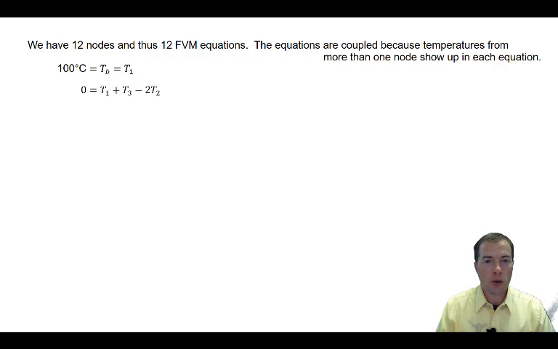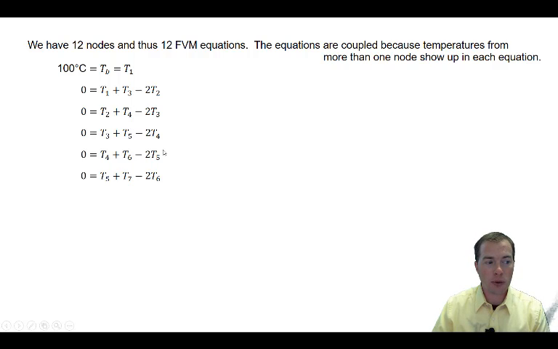In the second node, we apply the interior node governing equation. The temperature of the second node depends on both the temperature of the first node, which is known, and the temperature of the third node, which is an unknown. In volume 3, or node 3, the temperature of the third node depends on the temperature of node 2 and of node 4. The temperature of node 4 depends on the temperature of node 3 and node 5, and so forth and so on. Hence, the equations are all coupled together.